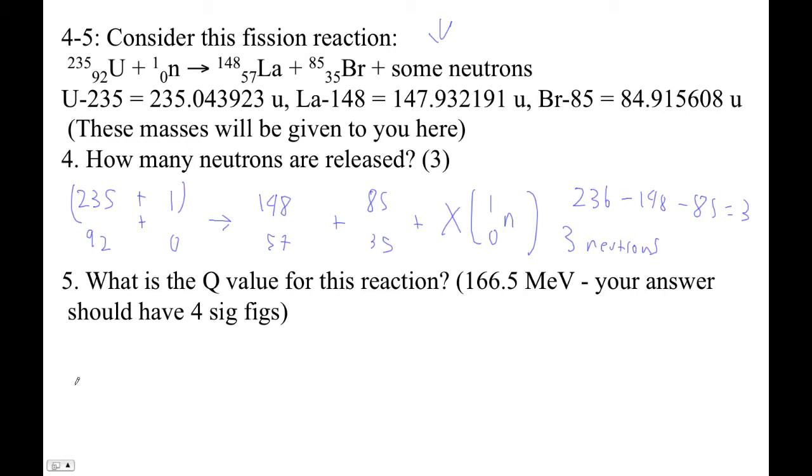So the Q value is going to be uranium-235 plus a neutron turns into lanthanum-148 plus bromine-85. Highly radioactive because they have way too many neutrons. Remember, this guy has a lot of neutrons relative to the number of protons. So when you split it in roughly half, the fission products have just way too many neutrons, plus 3 neutrons. So now we just plug in the numbers.